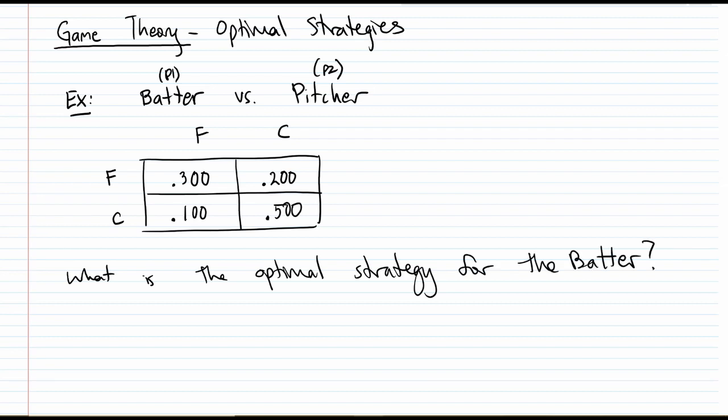Okay, so remember, how did we do that? Well, first we put in probabilities for which the batter would guess fastball and curveball, but we let this be a variable and we called it P. So let P be the probability that we'll be guessing fastball, and 1 minus P be the probability that we're going to be guessing curveball. So P is the probability we're going to be in the first row, and 1 minus P is the probability we'll be in the second row.